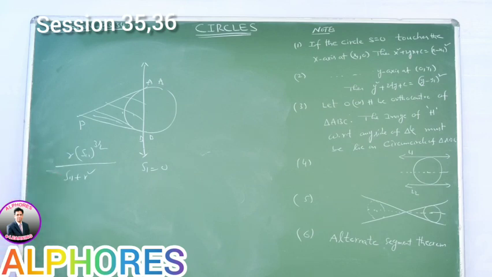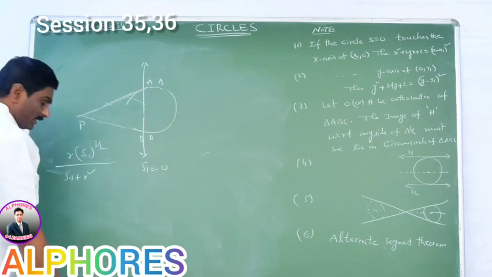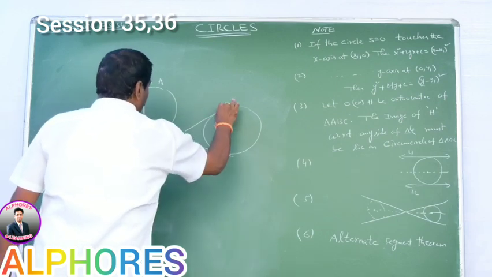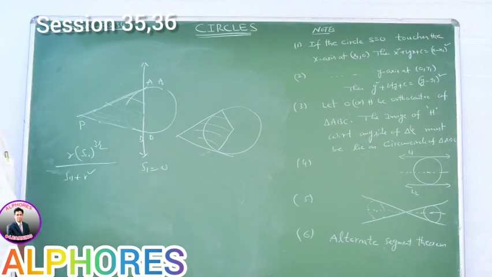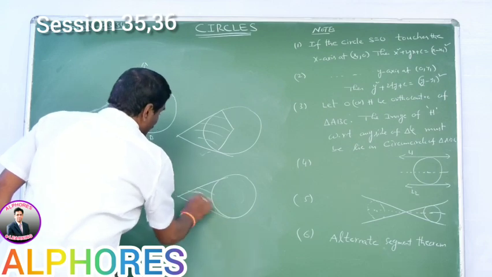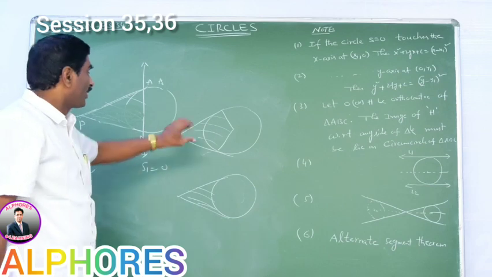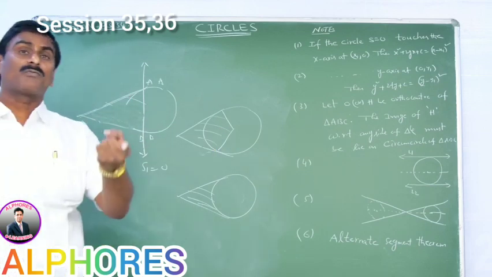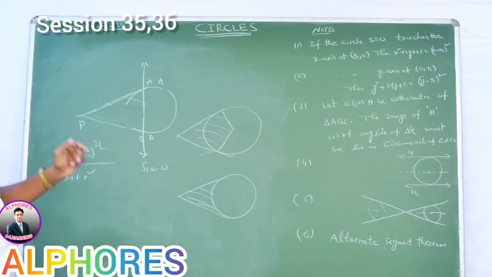Next, the area of the quadrilateral formed by the pair of tangents and the corresponding radii at their points of contact. What is this area? R into root S11. Next, the area bounded by the pair of tangents and the circle, this curved area. This area is equal to the quadrilateral area minus this sector area. That means R into root S11 minus alpha by 360 into pi r square. Alpha is nothing but pi minus theta. Okay, very, very important formulas.